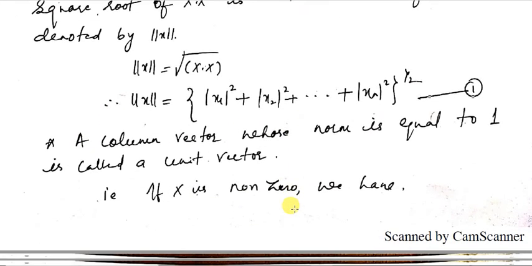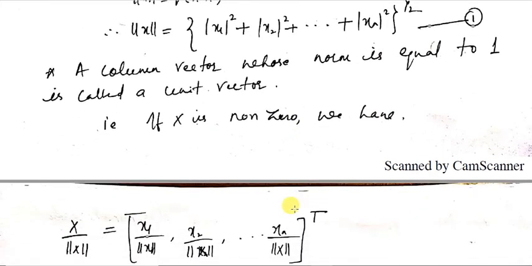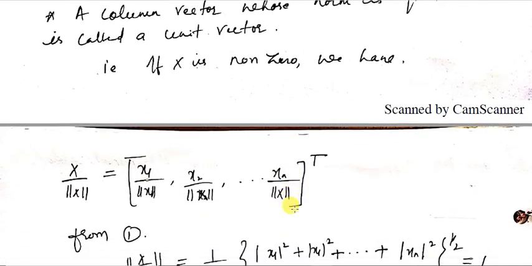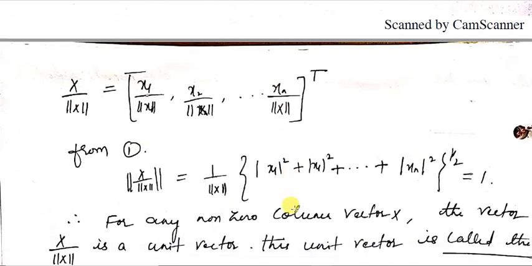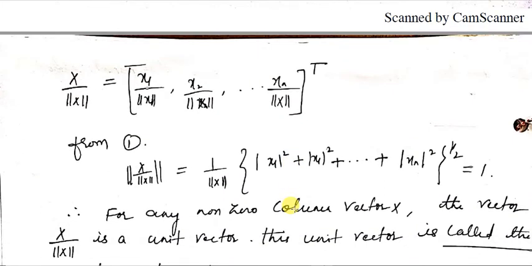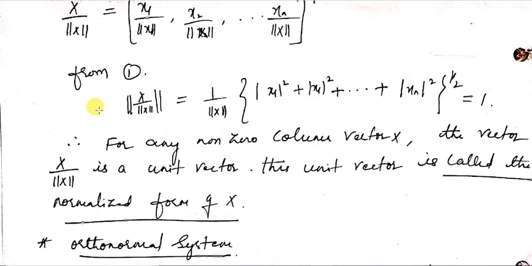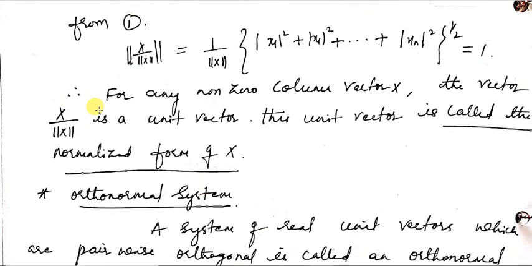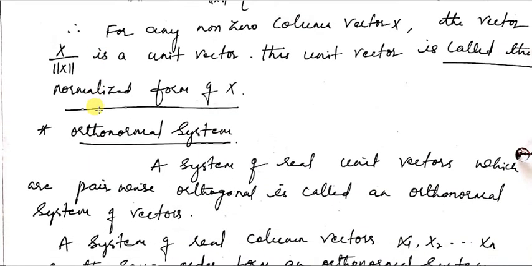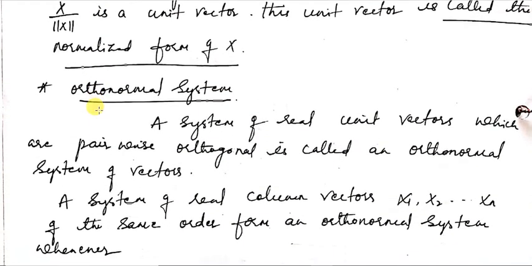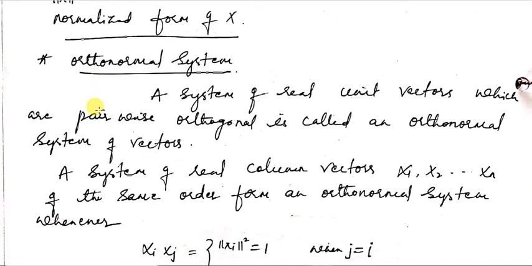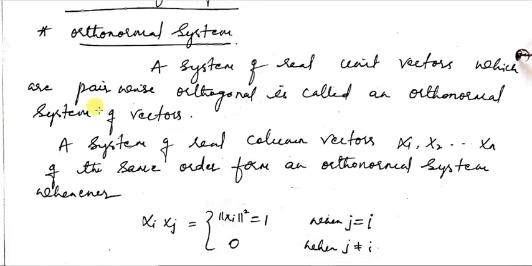So this is very important. A column vector whose norm is equal to 1 is called a unit vector. So what is that unit vector? It is given by x divided by norm x. This is called the normalized form of x. X by norm x is called the normalized form of x. And lastly, orthonormal system. A system of real unit vectors which are pairwise orthogonal is called an orthonormal system of vectors.